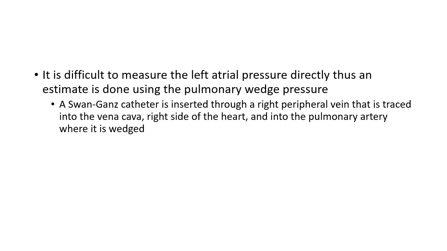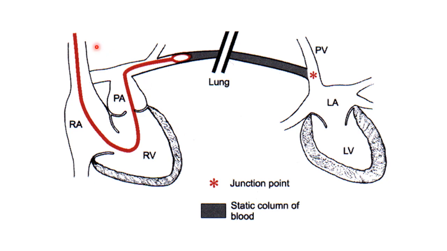So this is how it looks. You start inserting the catheter into a peripheral vein, and that catheter is continuously being advanced into the right atrium, into the right ventricle, into the pulmonary artery, and into the branches of the pulmonary artery inside the lung, where if you are not able to move the catheter anymore, you have wedged the artery and you get the reading there, and that will be an indirect estimate of the pressures in the left atrium.